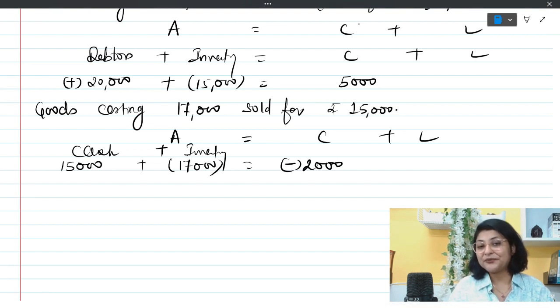So revise it properly and try to make your own questions or refer to the book, and from there you try to solve the questions. We will meet once again in the coming class.